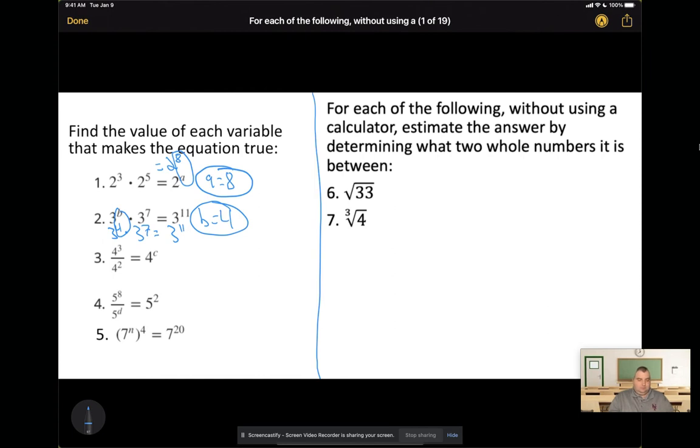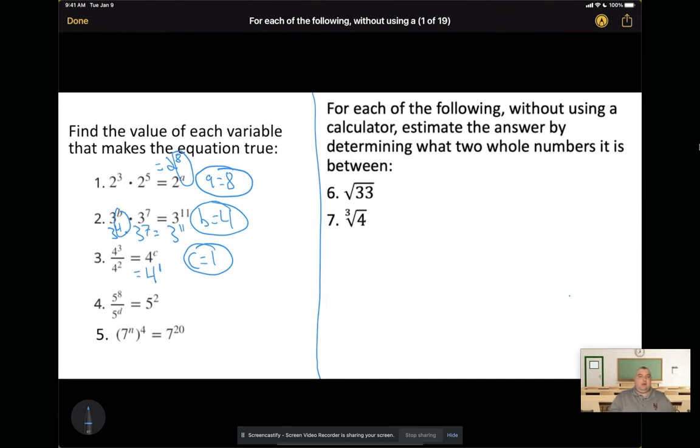Number 3, 4 cubed divided by 4 squared. So now we're dividing instead of multiplying. So when we're multiplying, we add the exponents. So when we divide, we're going to do the opposite. We're going to subtract the exponents. So 4 cubed divided by 4 squared is going to be equal to 4 to the power of 1, because 3 minus 2 is equal to 1. So in number 3, we will say that C is equal to 1.